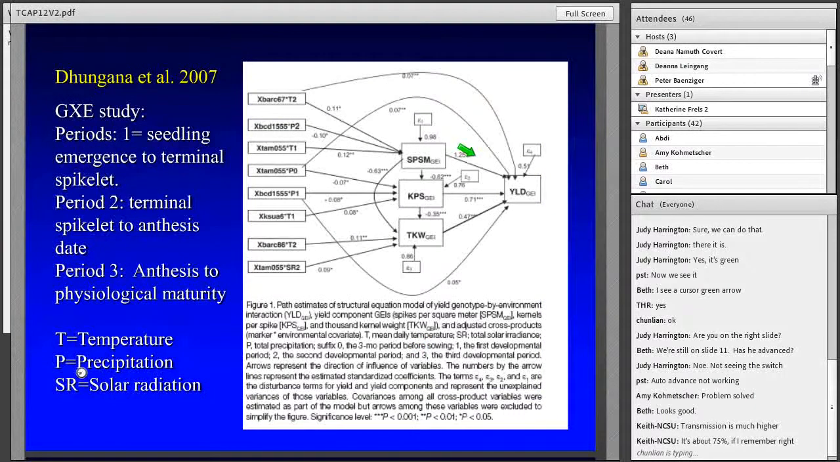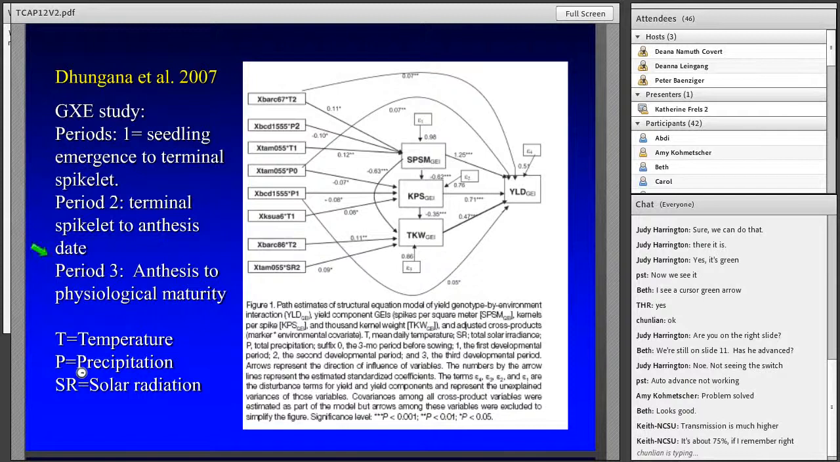Now, we then went on and said, look, we've got big G by E. Can we try to describe the G by E? And in all honesty, this was fairly unsuccessful, but it taught us a lot about how to think about these things. So what we did is we broke the genotype by environment into 3 major components: temperature, precipitation, and solar irradiation. We then broke the growth and development periods into seedling emergence to terminal spikelet, terminal spikelet to anthesis, and anthesis to physiological maturity.